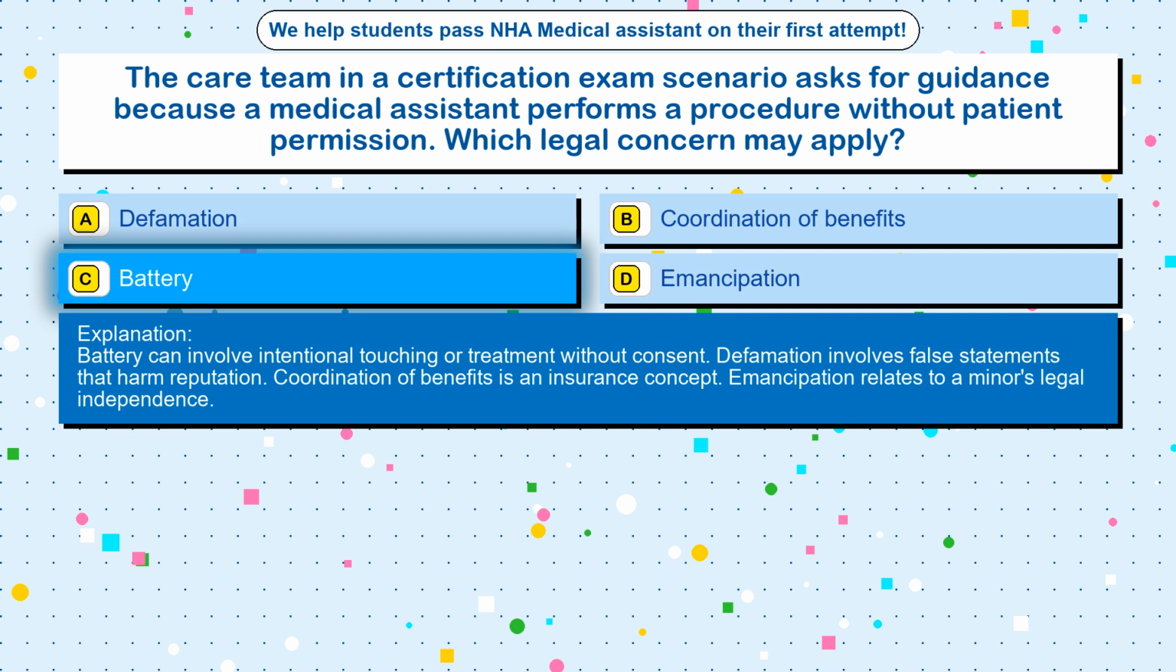Defamation involves false statements that harm reputation. Coordination of benefits is an insurance concept. Emancipation relates to a minor's legal independence.